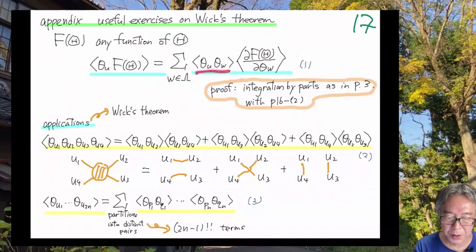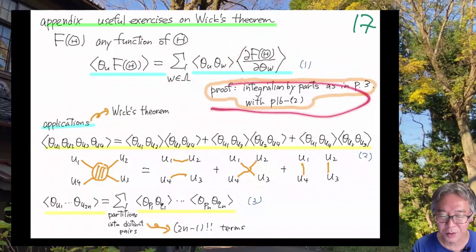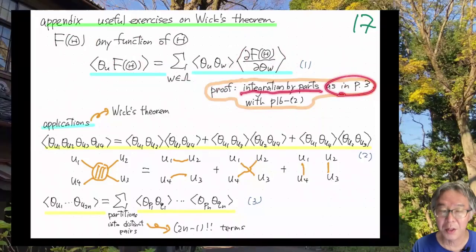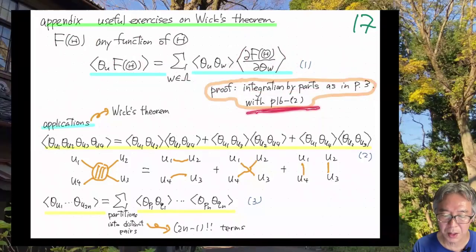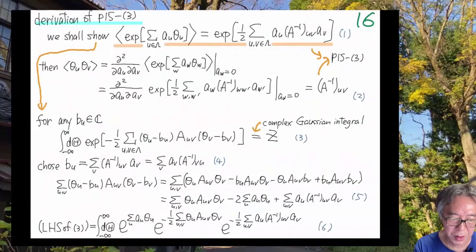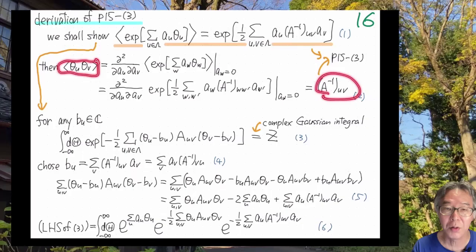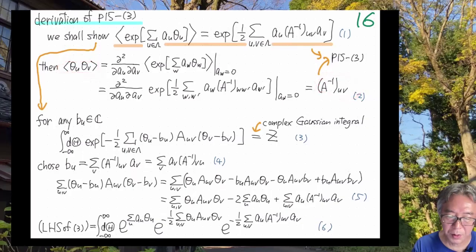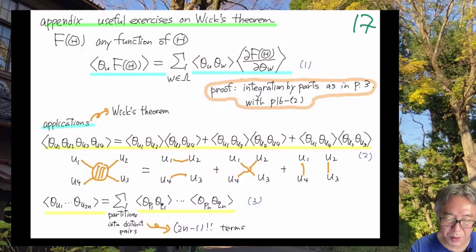Okay, here you have 2 points, so sum over w, the 2-point function, and the expectation value of this derivative of f. Okay, and it's easy to prove this. So this is an exercise, so I would like you to prove this, but the trick is to use the integration by parts as we did in page 3, and also use this page 16 too. What is this? Well, this is an important relation. This 2-point function is equal to A inverse. This is the point, and so you can replace this by A inverse_UW.